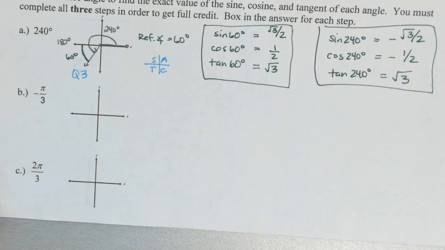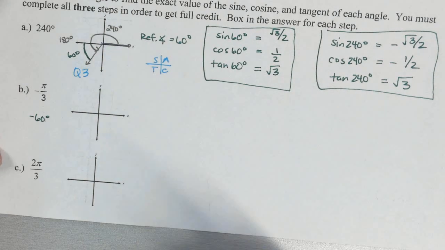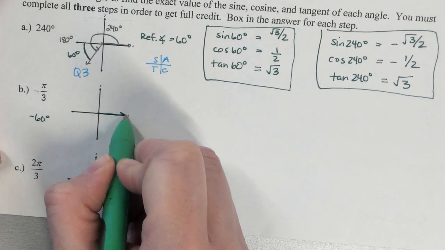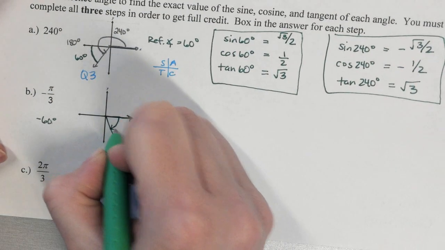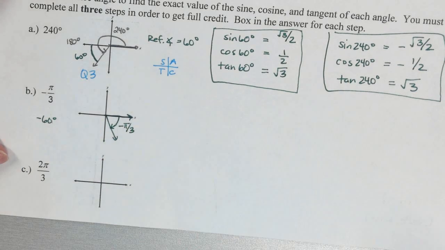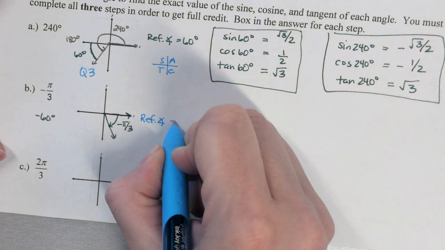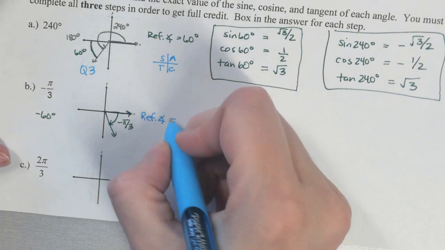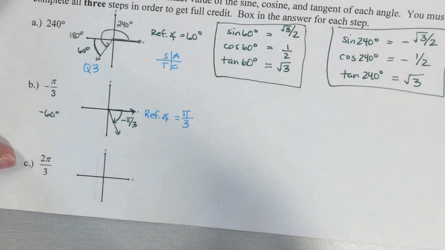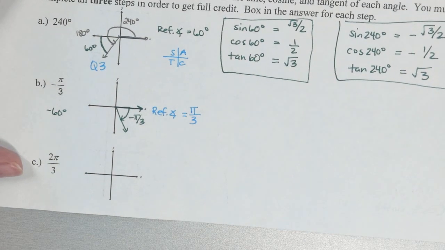Okay, this is negative pi over 3. We are going to keep it in radians, but it's okay if you think of this as negative 60 degrees. Here's your starting part, and then negative pi over 3 is going to be here. Your reference angle is always positive, so your reference angle for this is going to be what? Because it's radians, what is 60 degrees in radians? Pi over 3, yep.